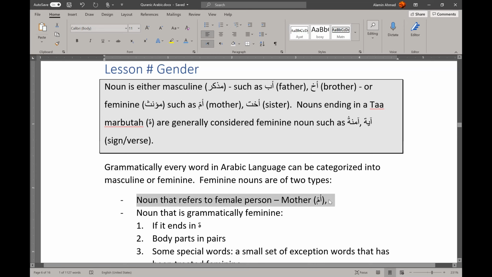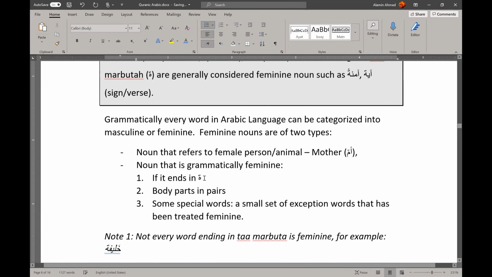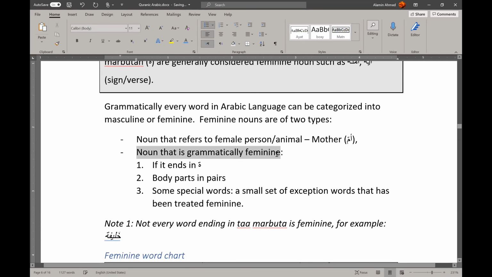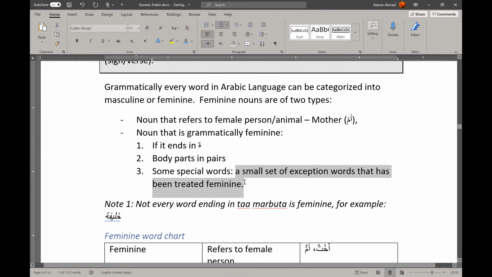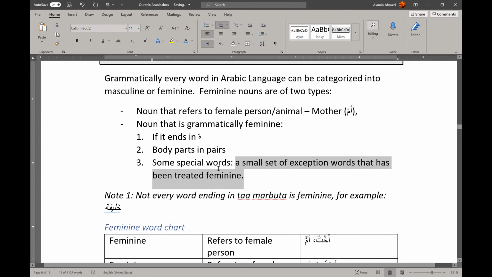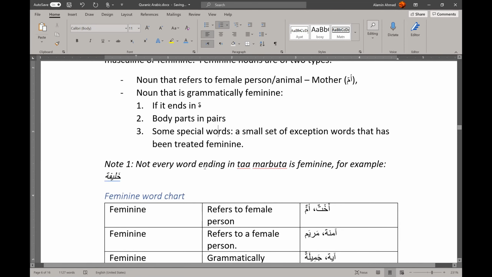Number one, everybody understands, is when we're referring to a female, maybe I would say animal as well. Inshallah, this is my writing, subhanallah, just notes. Another concept is something that we consider grammatically, and I already told you that when we have tamarbuta, and body parts and some special words, inshallah, I'm going to give you here, that we treat as feminine. And here's one interesting concept: not every word that ends in tamarbuta is feminine.